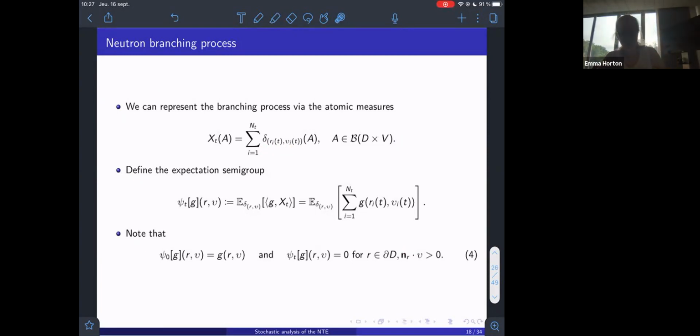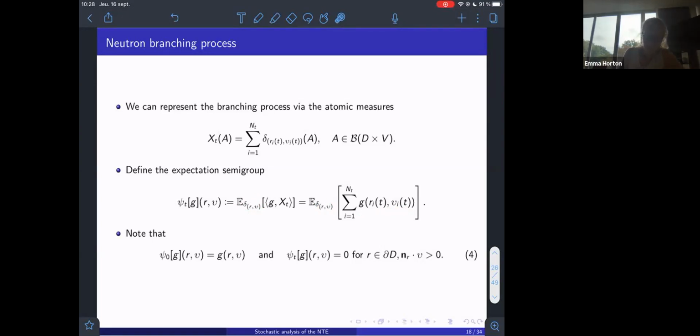What I want to do now is look at the average behavior of the system. So I define the expectation semigroup, which is the average of my system of neutrons under the action of some function g at time t, when I've started from an initial neutron with configuration r and v. What it means is I take the function applied to each of the neutrons, add them all up, and take the average, conditioned on the fact that I started with one neutron.